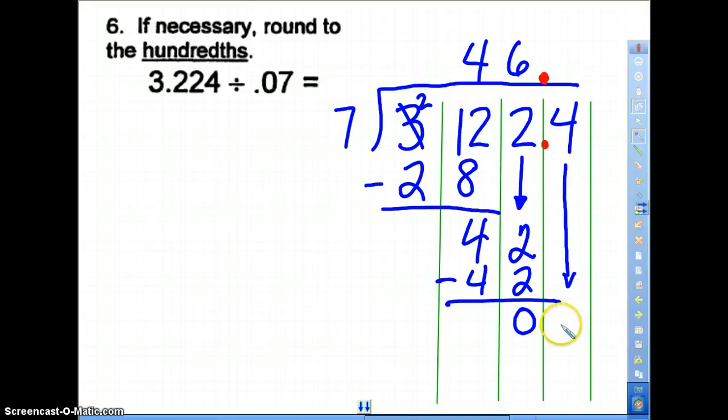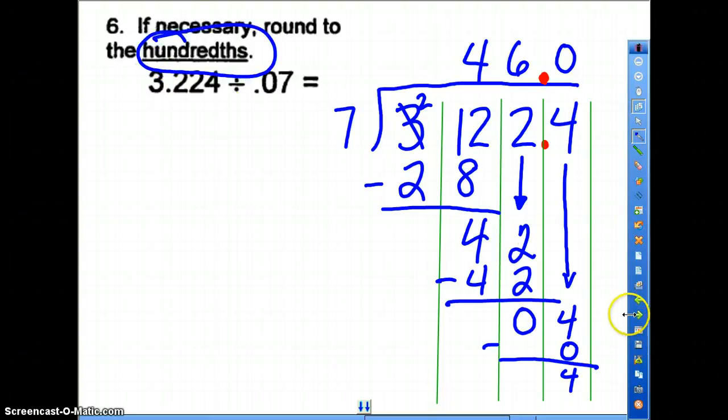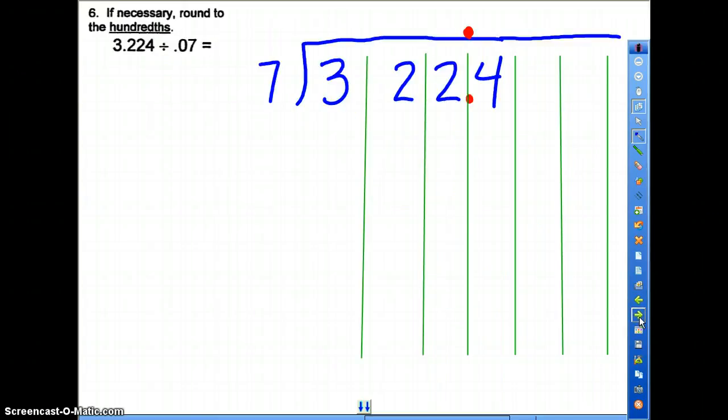I have to bring this down. Okay? Bring down the 4. How many times does 7 go into 4? Well, it doesn't. You have to put the 0 there. You have to. It's a must. 0 times 7. Subtract, and we get 4. Okay? Now, we're not done. Come back up here. It says round to the hundredths place. Do you know where the hundredths place is at? Do you remember where the hundredths place is at?